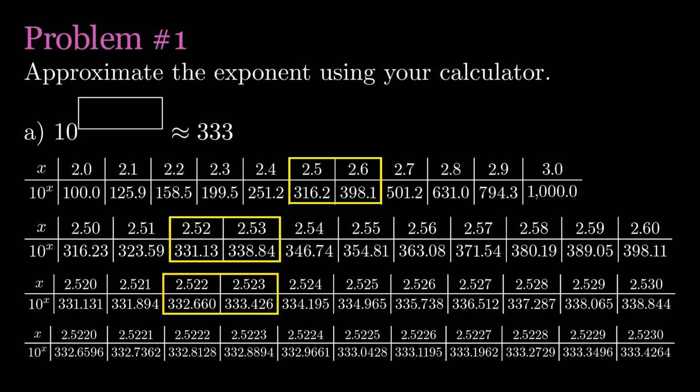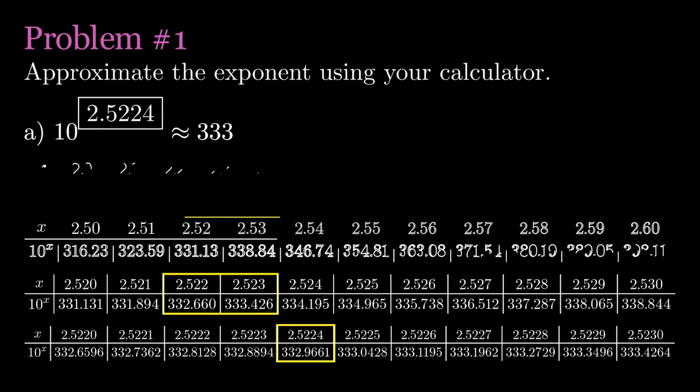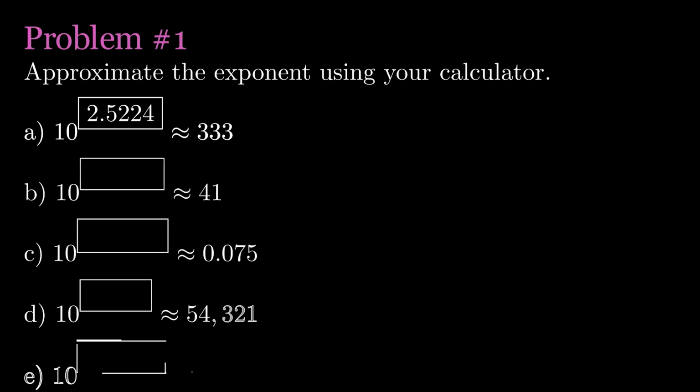Let's do that refinement one more time to find the number closest to 333, which, as you can see, is 332.9661. We can do it over and over again, but I think this is close enough. So let's just use that exponent of 2.5224, and that will be sufficient. Let's move on to the remaining parts.